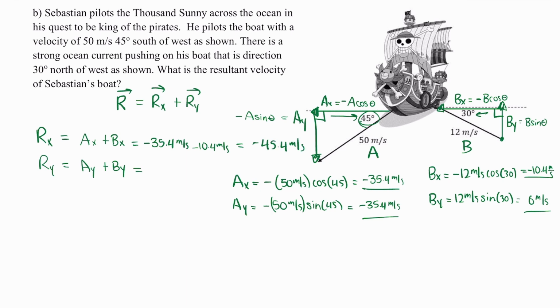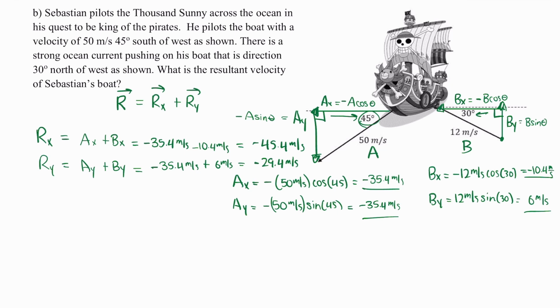Now for Ry, I'm going to add up all my y components. Ay is the same, negative 35.4 meters per second. But this time I'm adding By, so it's going to be plus 6 meters per second. That's going to give me negative 29.4 meters per second. Now that I know the magnitudes of the components, I can build my resultant velocity vector.